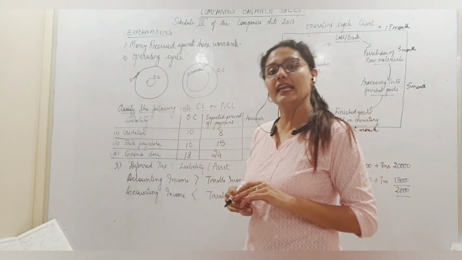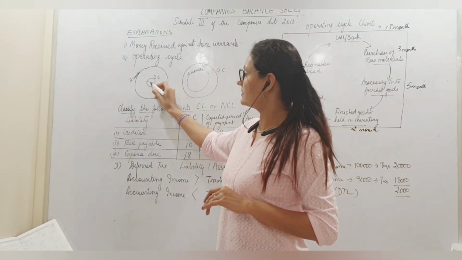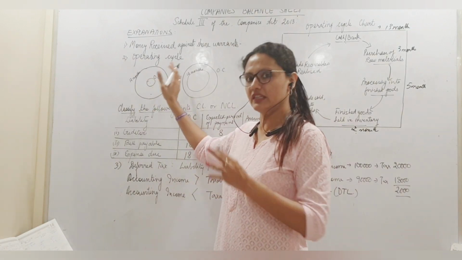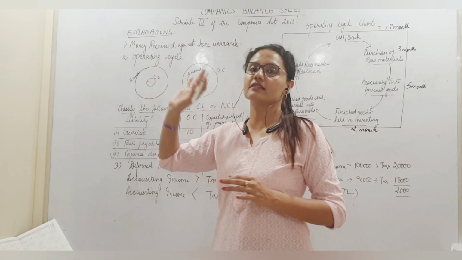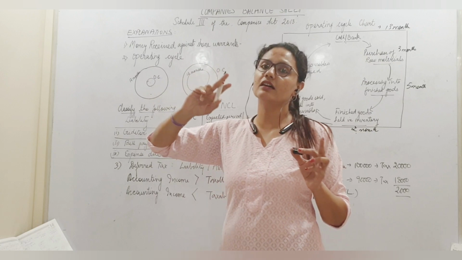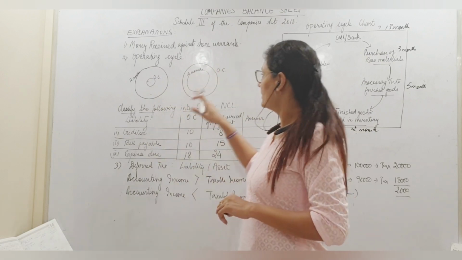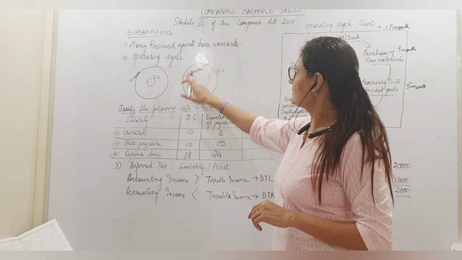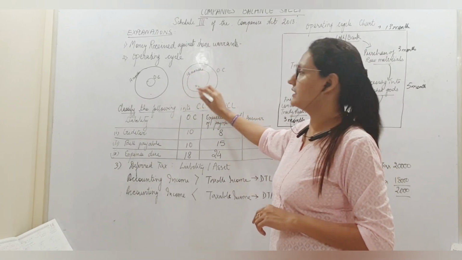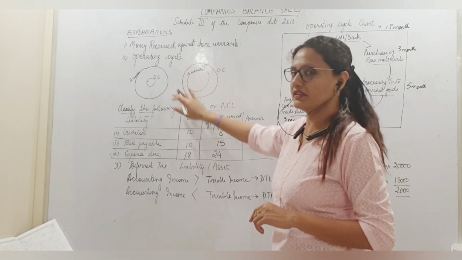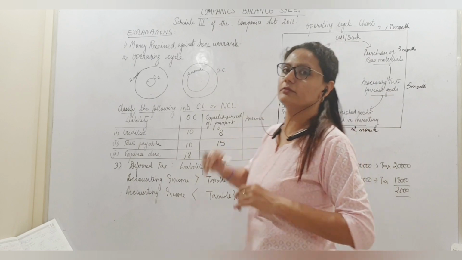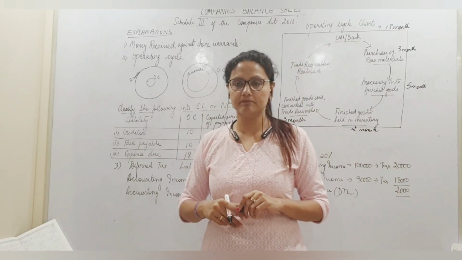Now, if any liability is within the outer circle, it will be classified as a current liability. If it is beyond this outer circle, it will be a non-current liability. Same thing here. The operating cycle is more than the 12-month period, 1 year. So if a liability is within the outer circle, it will be current liability. If it is beyond the outer circle, it will be a non-current liability.